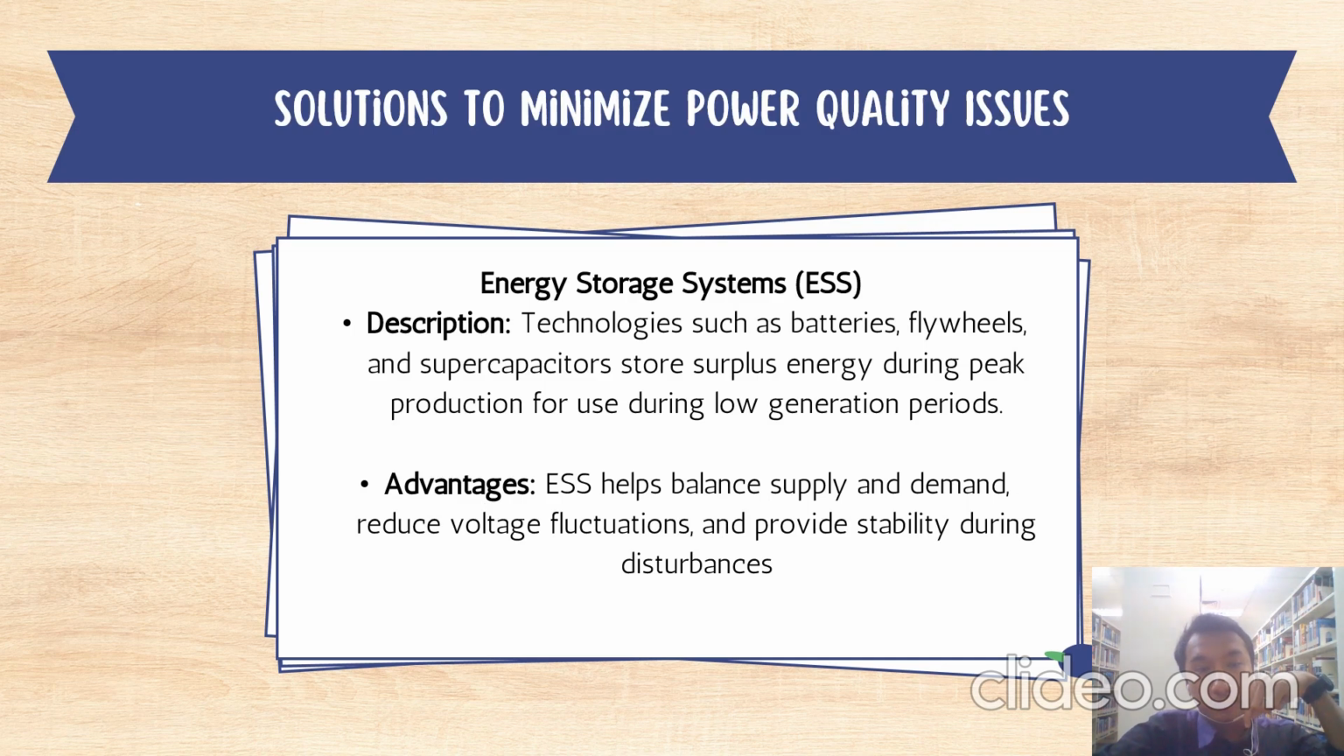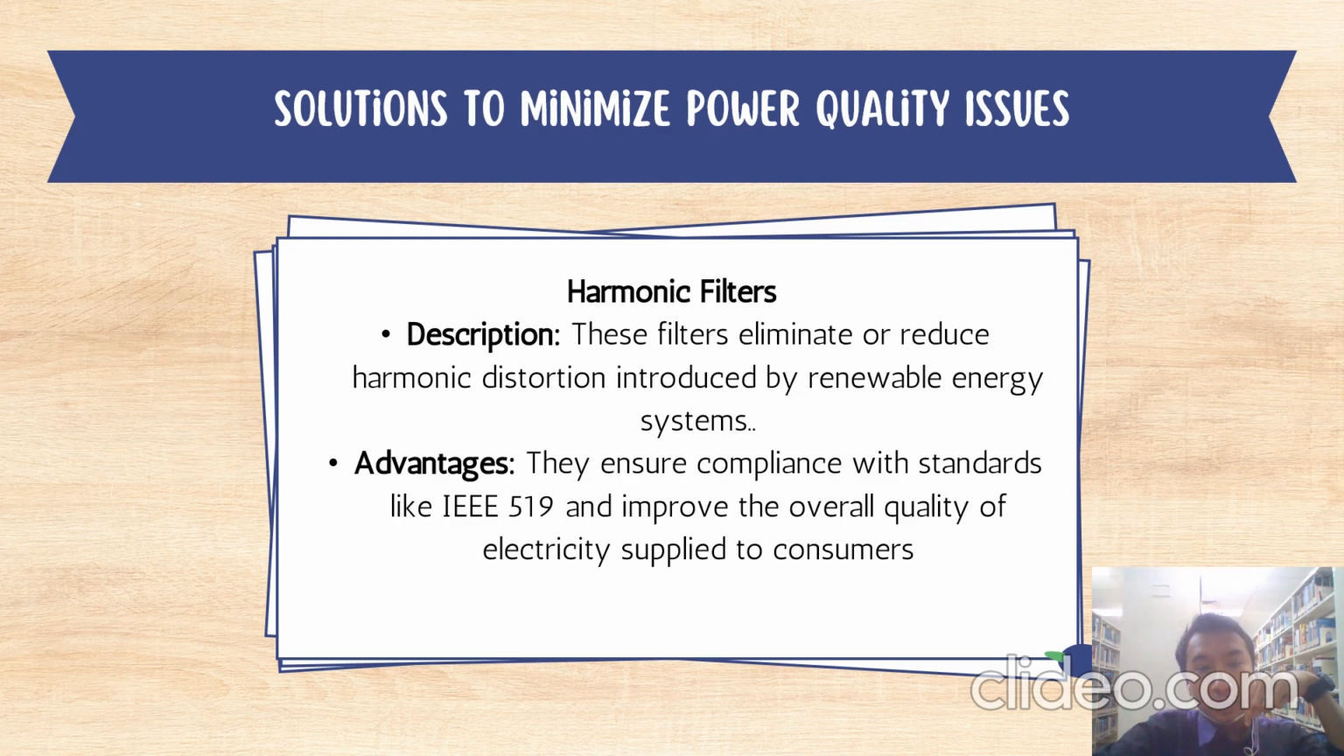Energy storage system. Description: technologies such as batteries, flywheels, and supercapacitors store surplus energy during peak production for use during low generation periods. Harmonic filters. The description is that this filter eliminates or reduces harmonic distortion introduced by renewable energy systems. So the advantage is they ensure compliance with standards like IEEE 519 and improve the overall quality of electricity supply to consumers.